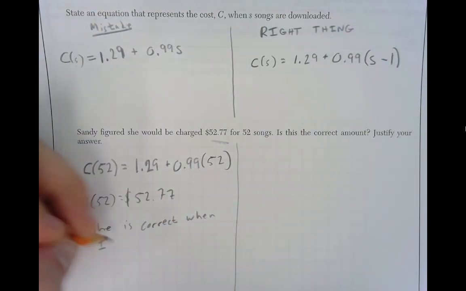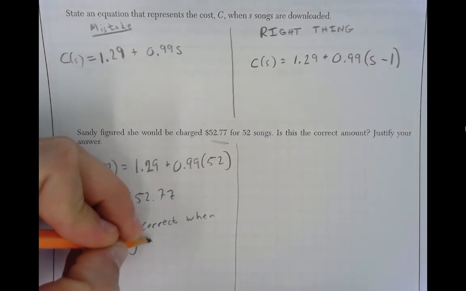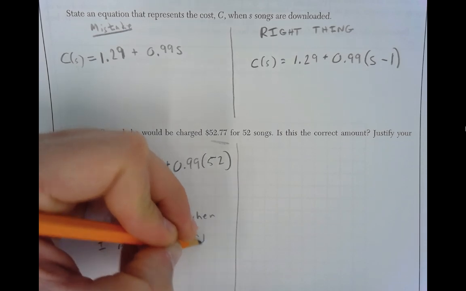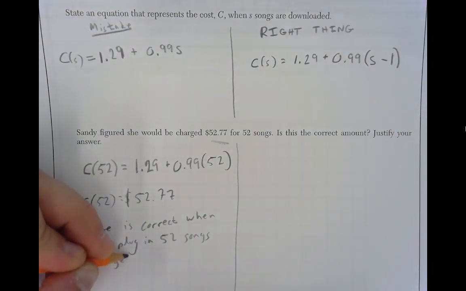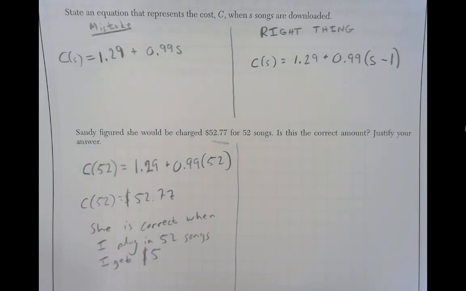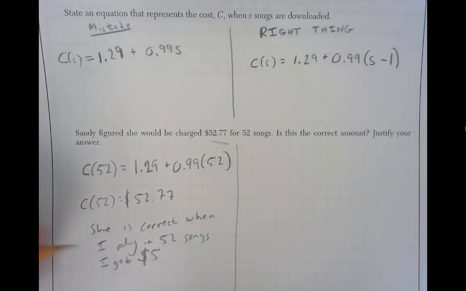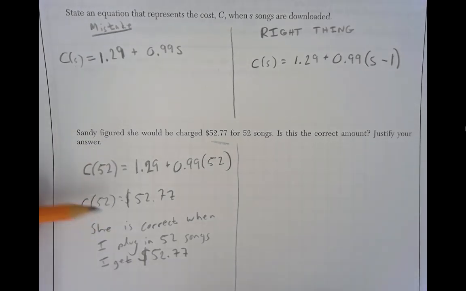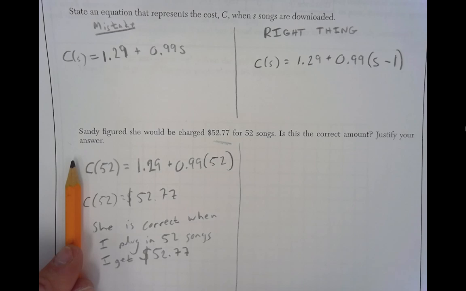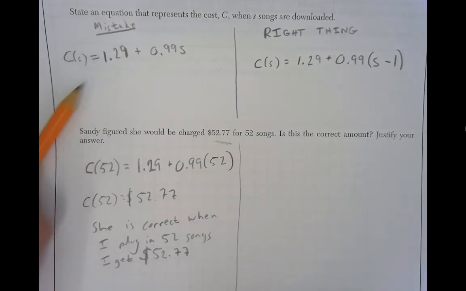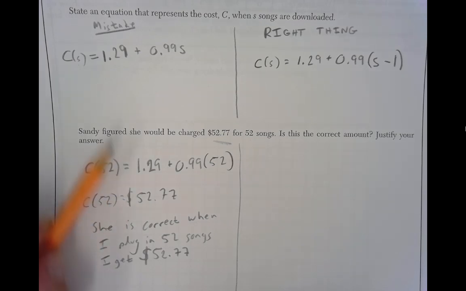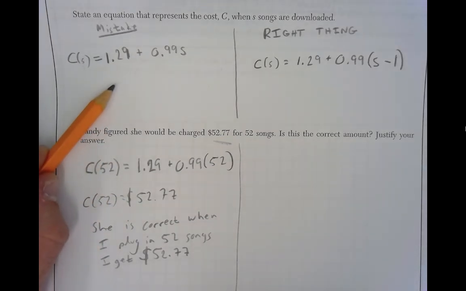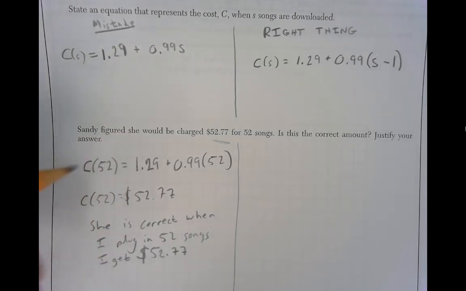When I plug in 52 songs, I get $52.77. Now, if you made this mistake and you continued along with the problem and did the rest of it right, you still get credit for doing this because they can't take double points away. The mistake was made up here. Everything you did here was correct, based on your faulty function that you just described earlier. So you would still get plus 1 point for this, which is better than nothing, right?